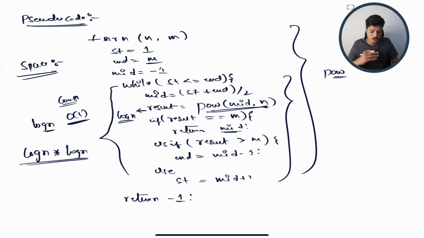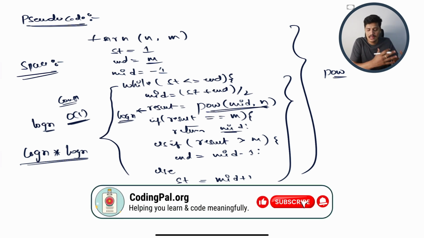Now that we understood the pseudocode and the entire algorithm behind it, let's quickly jump in and try to write the implementation of it and validate various scenarios.